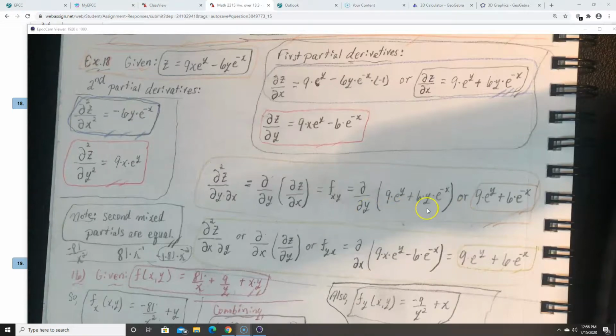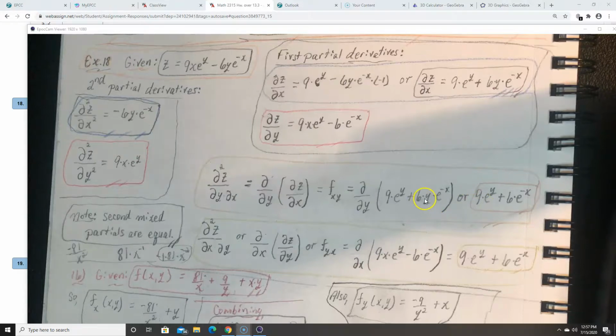So let's do that. And then we'll talk about the notation here as well. What's the derivative of these two terms with respect to y? Well, that means x is held constant. And what about the derivative of this term? Well, the derivative of e to the y with respect to y is still e to the y times the 9 that's waiting. So it's just 9e to the y. It just repeats.